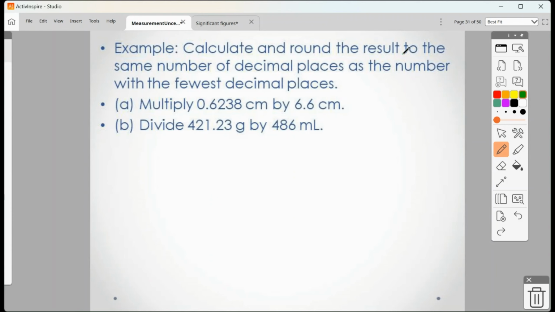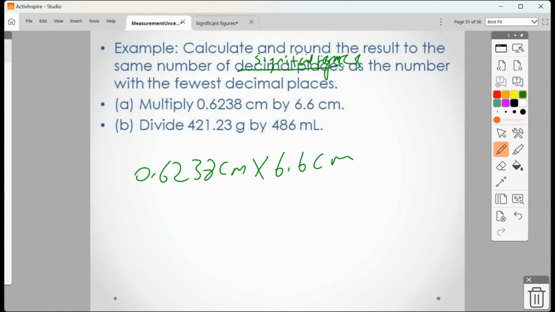Calculate and round the results. Because this is multiplication, we round to the same significant figures. Okay, so I'm gonna multiply the first one, 0.6238 centimeter times 6.6 centimeter. So how do we multiply this? Let me use a calculator.